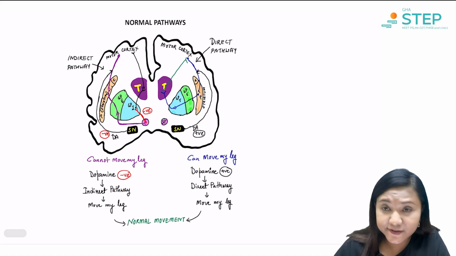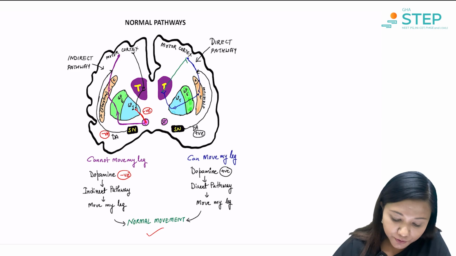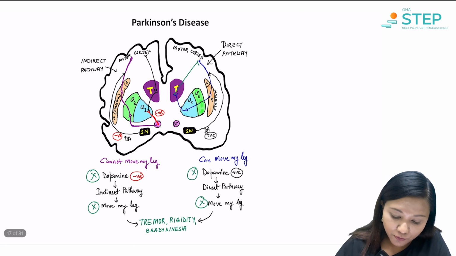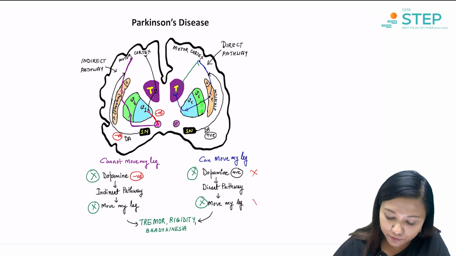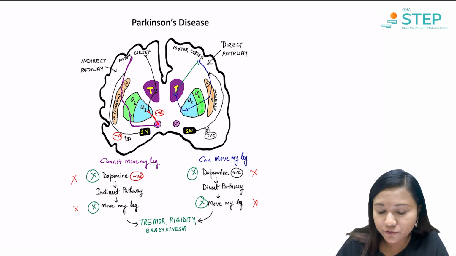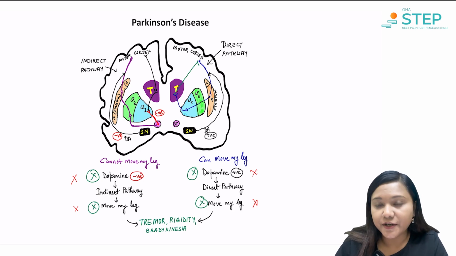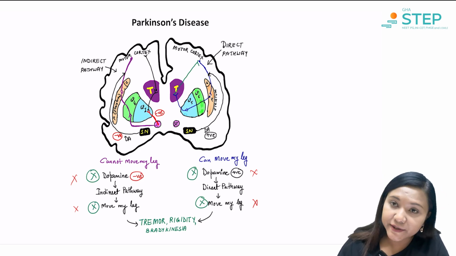So this is the schematic diagram. Again I have shown this is a normal pathway which is occurring. And now what happens in Parkinson's disease? This dopamine is gone, so what will happen? You can't move the leg, slow movement, and then in the negative feedback, indirect pathway, dopamine is also gone, so again the movement will be gone, slow movement, there will be tremors, and there will be rigidity and bradykinesia. So these are the symptoms of Parkinsonism, and this is the direct and indirect pathway involving the basal ganglia.